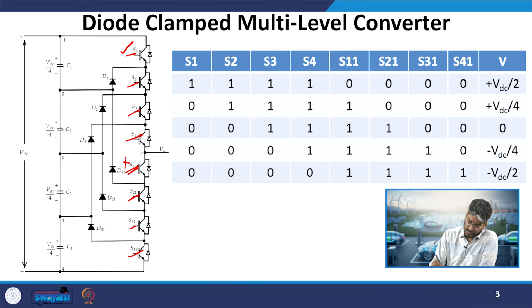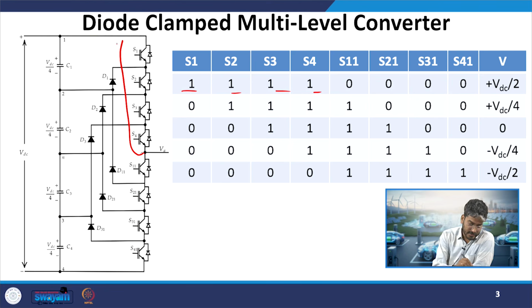In this case, all the upper switches are on, that is S1 to S4 are 1. What is the meaning of that? These 4 devices have the gate pulse, S1 to S4. So, point A will be connected to the top bus and VA will be equal to VDC by 2. That is what is written over here.